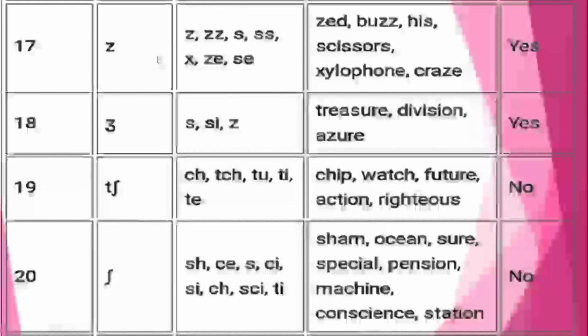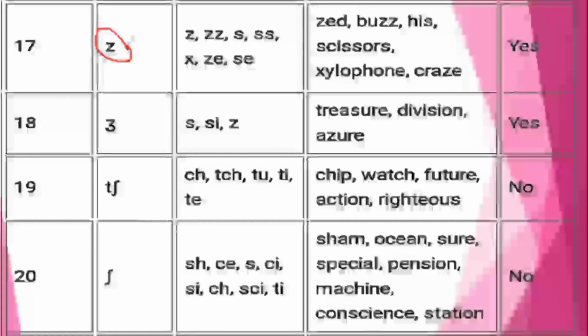So the 17 number sound, the 17 number IPA symbol is, you can see there, the jar sound. Z is here in the alphabet letter, but its pronunciation is jar. It is pronounced jar if there are the graphemes in the words like Z.